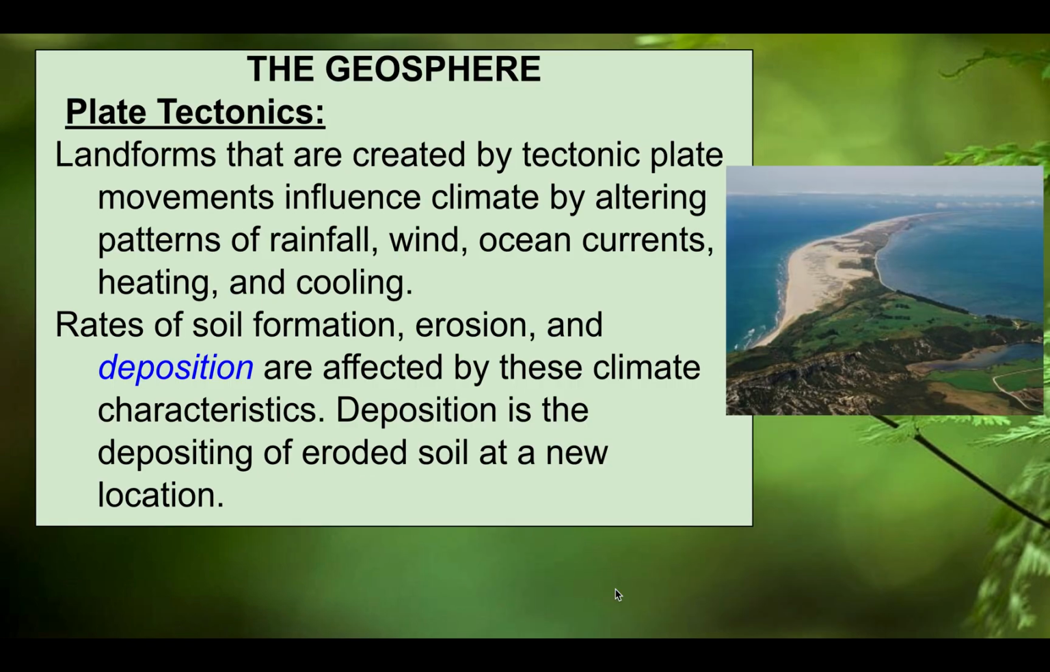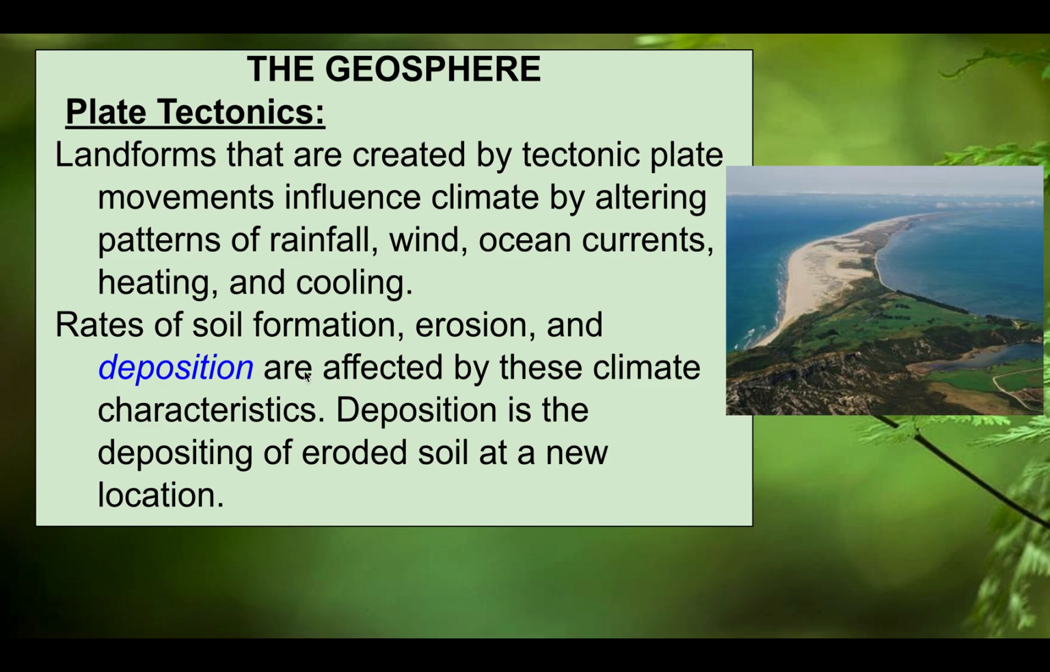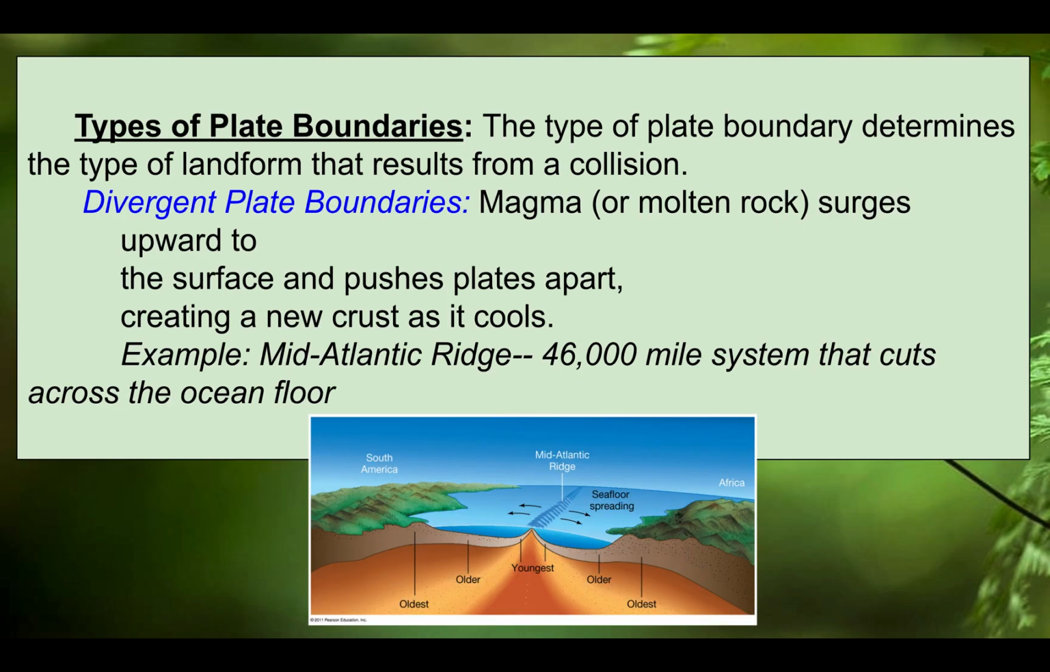Landforms that are created by tectonic plate movements influence climate by altering patterns of rainfall, wind, ocean currents, heating, and cooling. Rates of soil formation, erosion, and deposition are affected by these climate characteristics. Deposition is the depositing of eroded soil at a new location. So there's different types of plate boundaries. The type of plate boundary determines the type of landform that results from a collision.